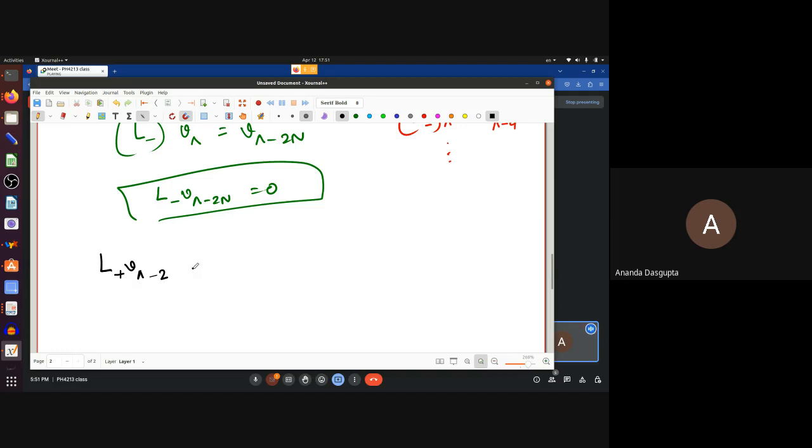Of course, the reason in this case will be what you have said, in the sense that this of course is L plus L minus v lambda. But then this is the commutator of L plus L minus acting on v lambda. Anybody disagree with this?